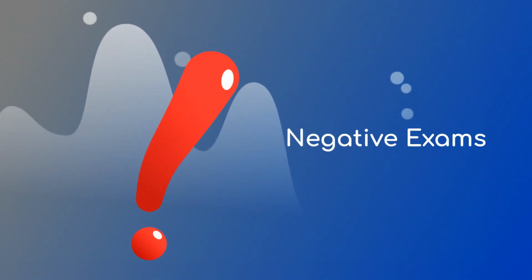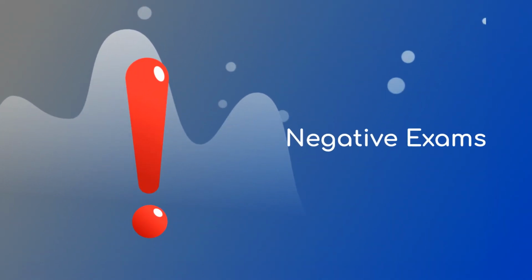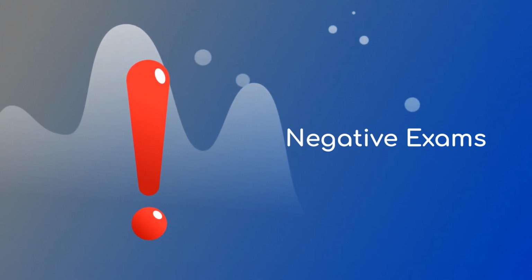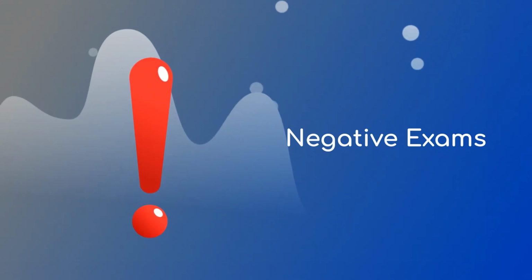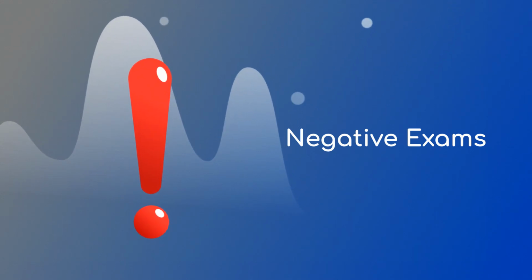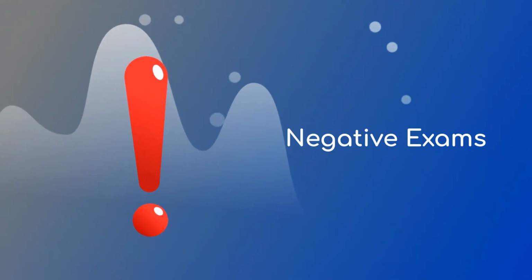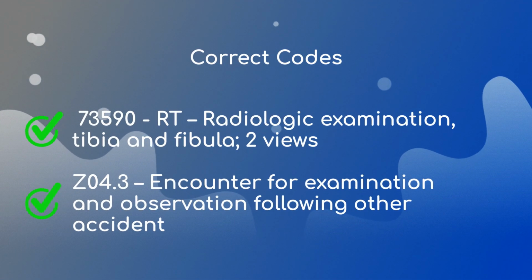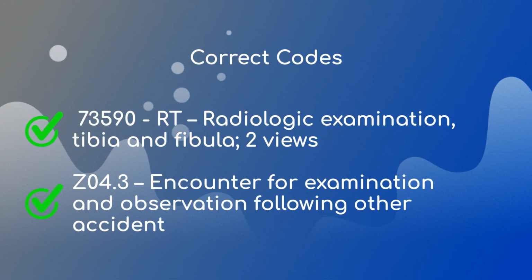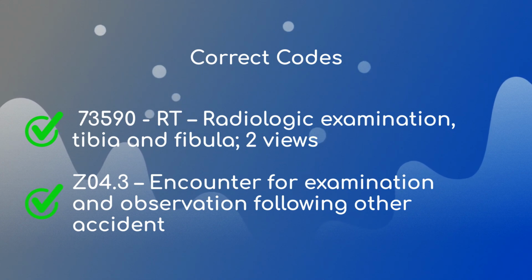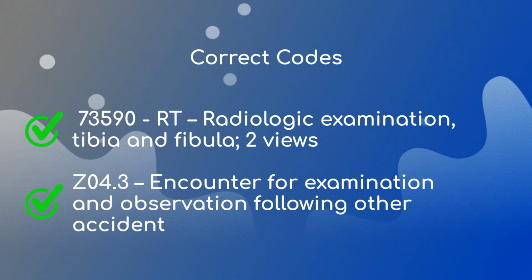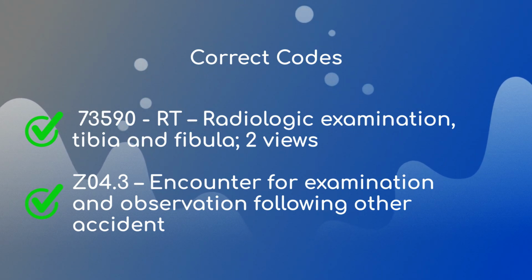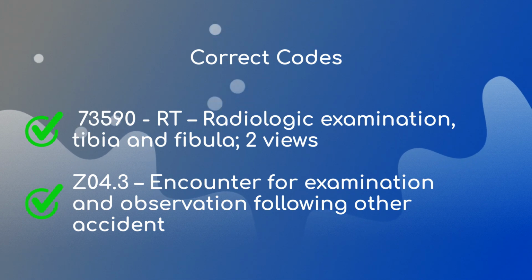Important coding note: when the radiology report is negative for fracture, but the history indicates trauma, such as a fall, use Z04.3 if there is no confirmed injury and the imaging is purely precautionary or evaluative. Correct codes for this case are CPT 73590, right, radiologic examination, tibia and fibula, 2 views, right, and ICD-10-CM Z04.3, encounter for examination and observation following other accident.